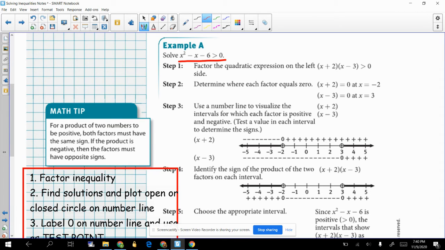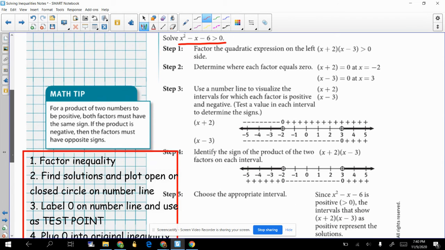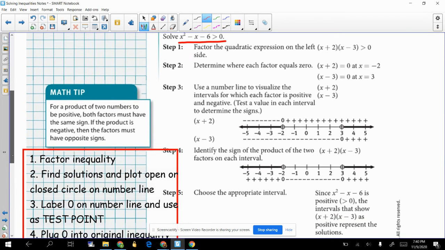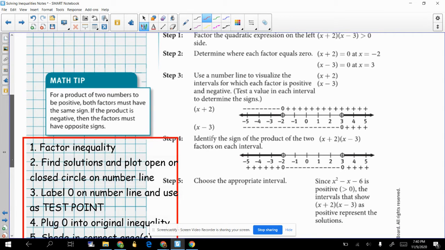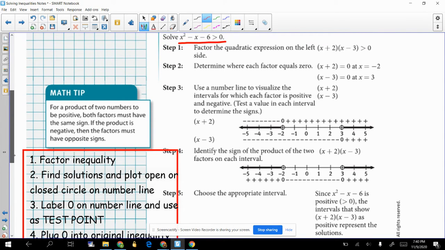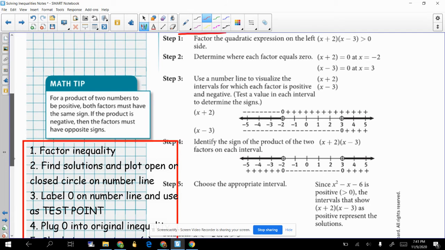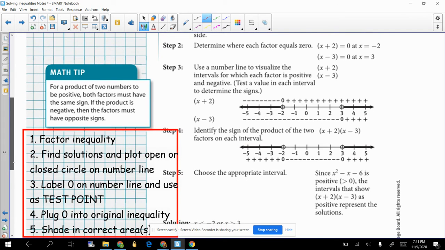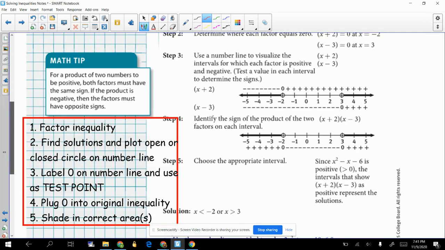Step one, it says you're going to factor the quadratic expression on the left. So obviously what you're going to have to do is make sure your whole quadratic expression is on the left and that it's an inequality set equal to 0, just like we were doing with equations. So you're going to factor that on the left, determine where those zeros would be. So use your zero product property and set those factors equal to 0. And then that's what it would be on the number line.